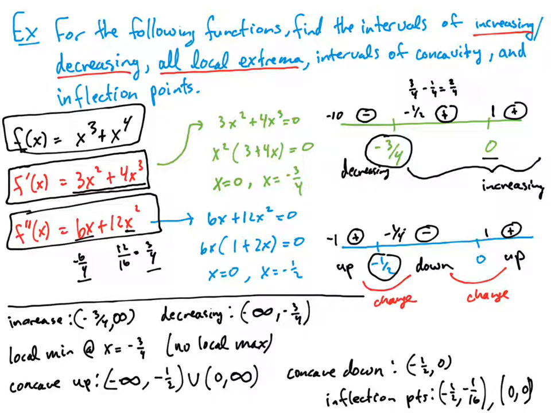So in questions like this, it's probably a good idea to actually graph the original function, see if everything lines up. I did that separately. I'm not going to show the graph here in this video, but by doing so, you could verify that we have all of these intervals correct, we have the correct inflection points, and then the local min is correct.